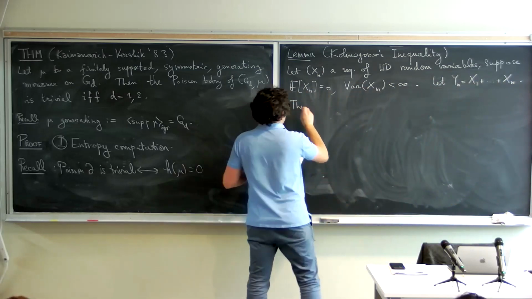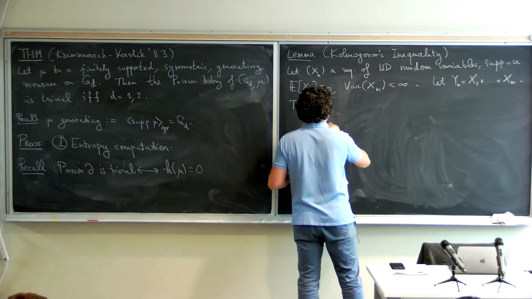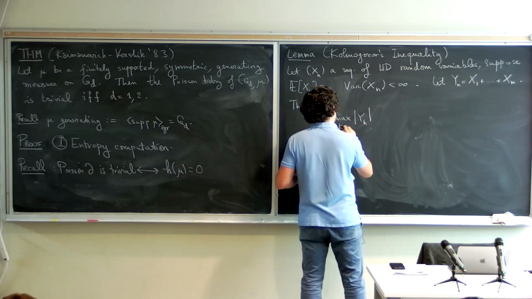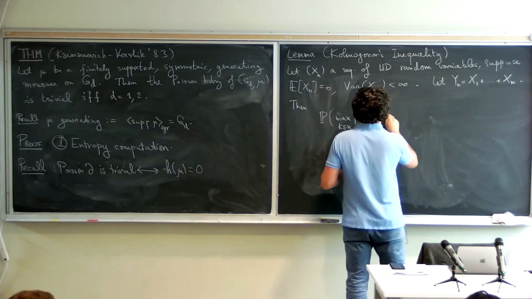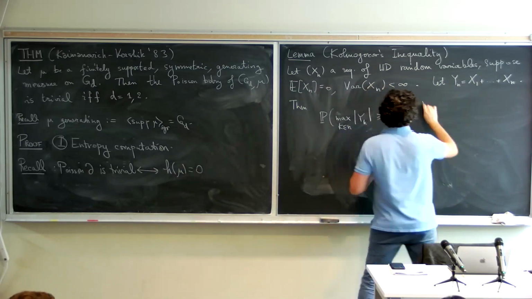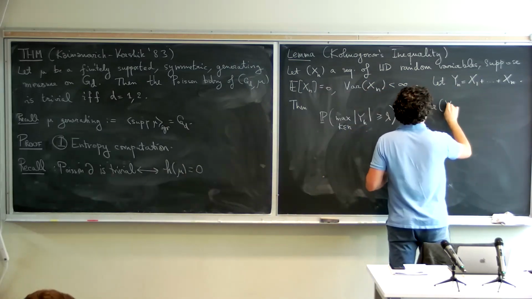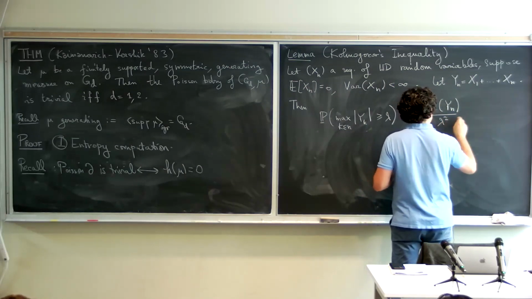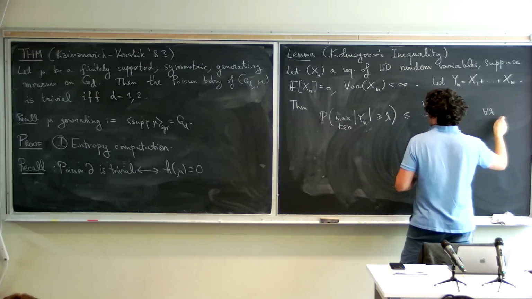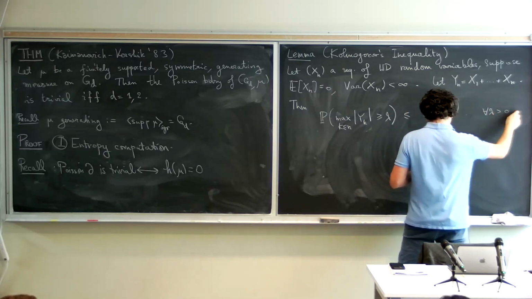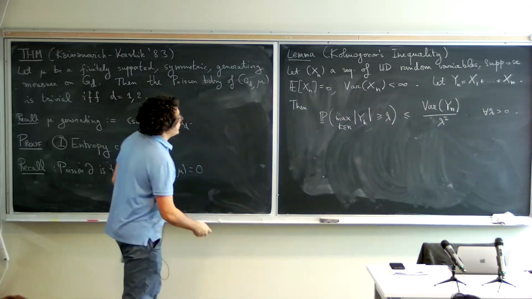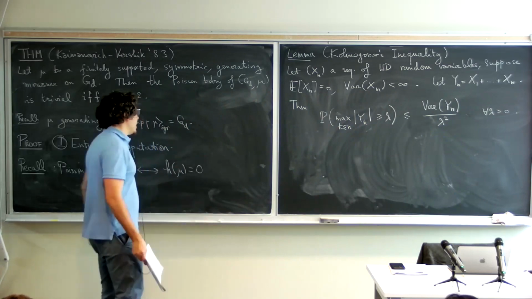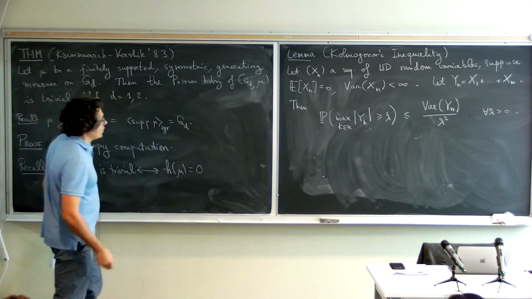Then the probability that the max of Y_k is bigger than a certain lambda is bounded above by the variance of Y_n divided by lambda squared. Okay, so this is a classical large deviation estimate. So why do we care about this? Because the idea is that we have our lamplighter.